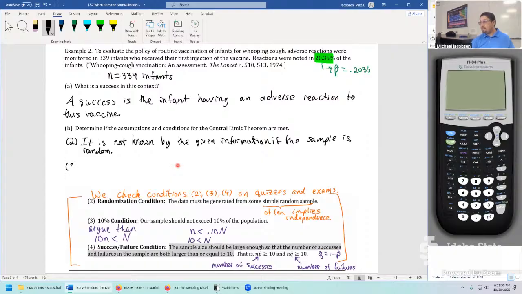Okay, now the 10% condition we can say a little bit more on. What we do is we take 10 times the sample size, so take 10 times n. That's going to be 10 times 339, which equals 3,390 infants. And we have to do something about the context and decide if this is less than the population size N, we meet the 10% condition.